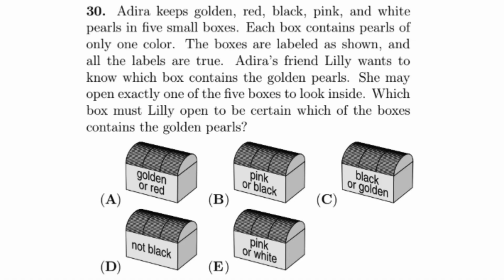Number 30. Adira keeps golden, red, black, pink, and white pearls in 5 small boxes. Each box contains pearls of only one color. The boxes are labeled as shown, and all the labels are true. Adira's friend Lily wants to know which box contains the golden pearls. She may open exactly one of the 5 boxes to look inside. Which box must Lily open to be certain which of the boxes contains the golden pearl?